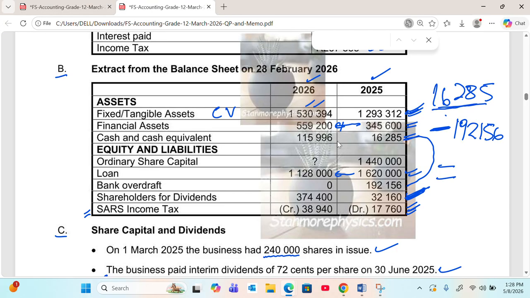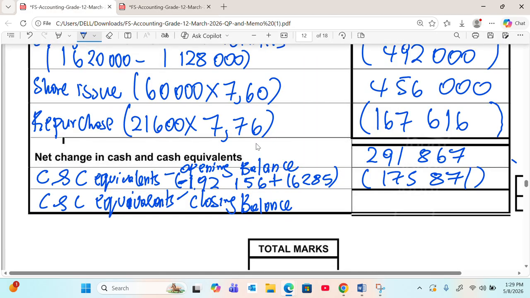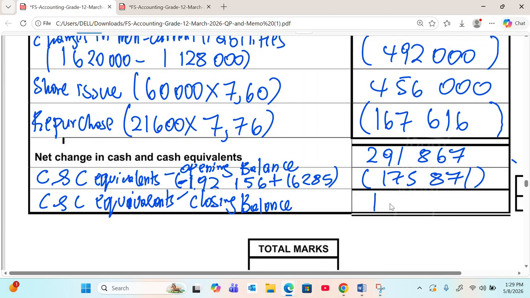And then what about cash and cash equivalent at the end of the year? Let's check our assets. Can you notice that we have a cash and cash equivalent of 115,996? But this year, the current financial year, we do not have an overdraft. So we just go and record it there. 115,996 from cash and cash equivalents.